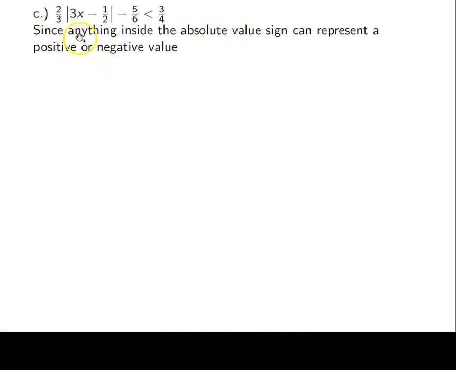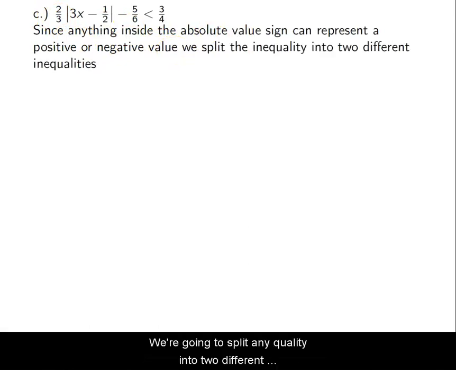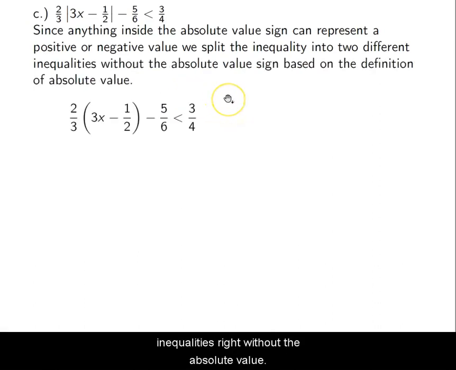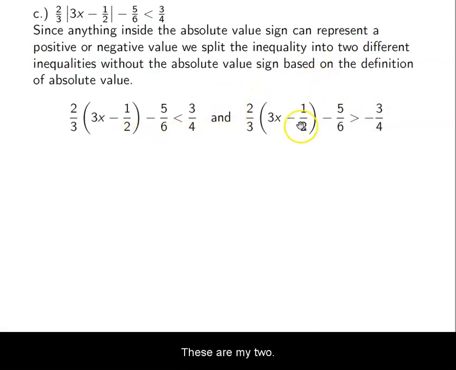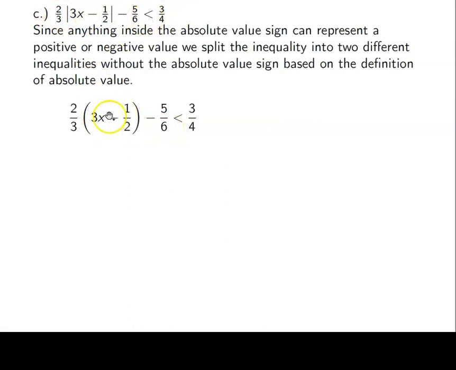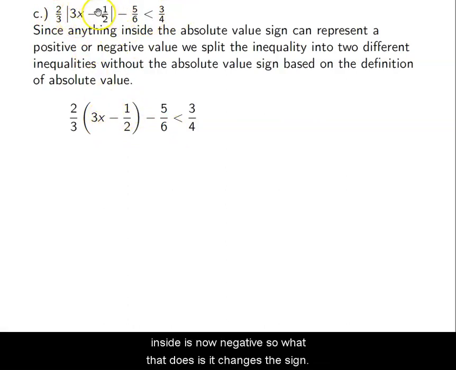Okay. So again, since anything inside the absolute value sign can represent a positive or negative value, we're going to split the inequality into two different inequalities, right? Without the absolute value sign. So based on the definition of absolute value, these are my two inequalities. So I have the positive one, which is just normal. And in the negative case, that means that the thing on the inside is now negative.